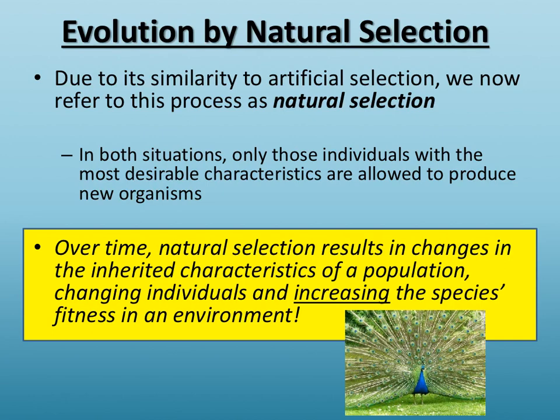Now, Darwin called this natural selection because it's so much like artificial selection. In both scenarios, the individuals with the desired characteristics are the ones who reproduce. In artificial selection, humans are deciding what is favorable or what is desirable. And in natural selection, nature is, by way of just survival. And so what you notice here in this yellow box, over time, natural selection results in changes in the inherited characteristics of a population, changing individuals and increasing the species' fitness.